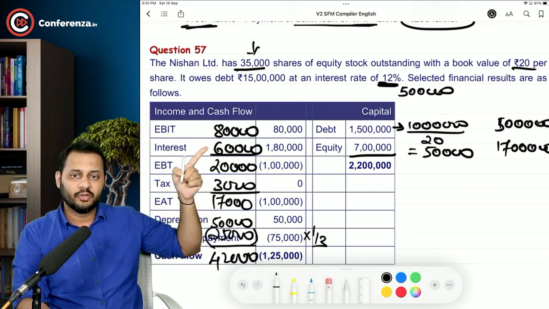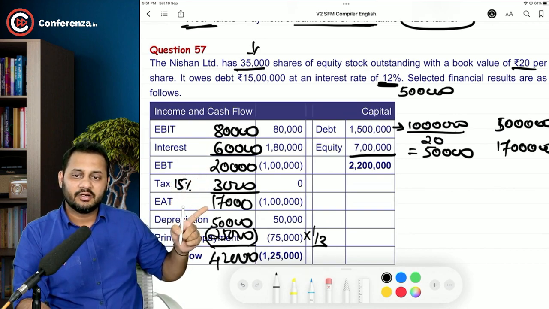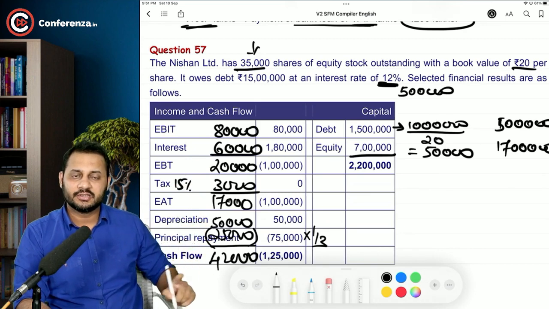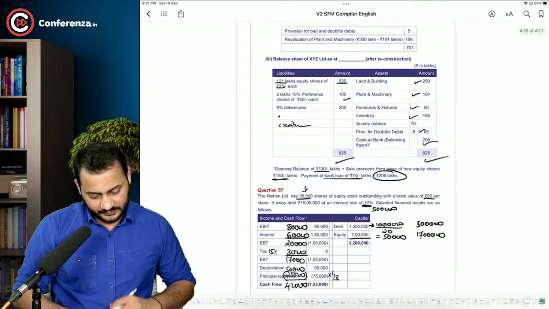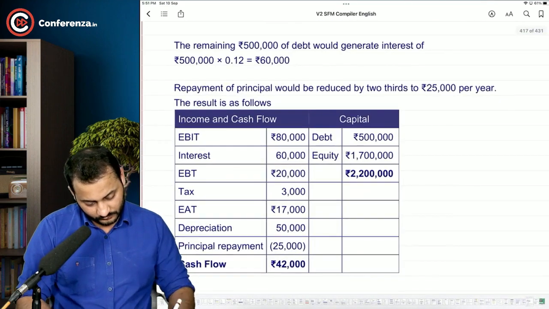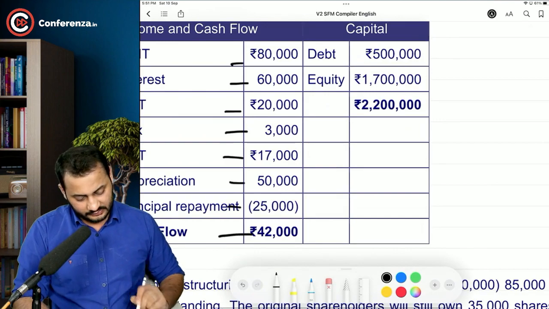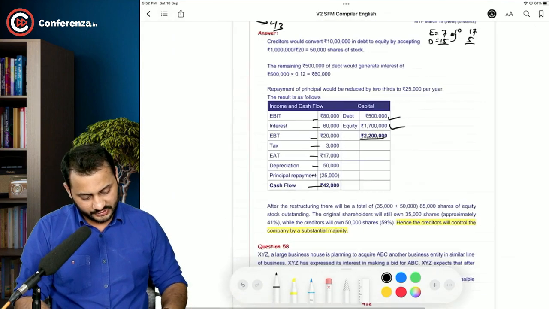The interest amount will also be reduced by 2/3. It will come down to 60,000. There will be some profit on which we will be paying some taxes, earning after taxes, depreciation, and then this. Let's have a look. Easy question. See, 80, 60, 20, 3, 17. And this is the new structure.